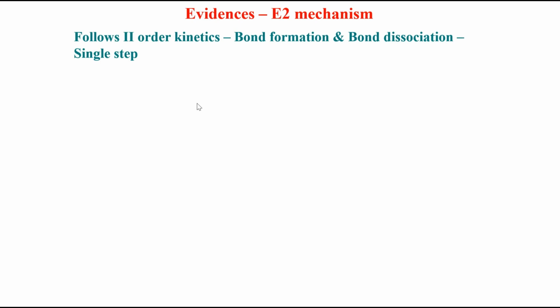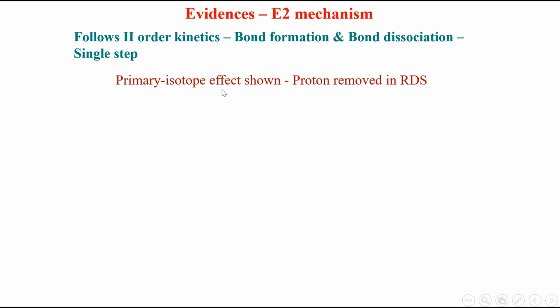It follows second order kinetics in which bond formation and bond breaking occur in a single step. Evidences are given in support of this mechanism. The primary step of the reaction is that the proton is abstracted from the beta carbon by the base, and that is found to be the rate determining step. This has been proved by primary isotopic effect. What is this primary isotopic effect?